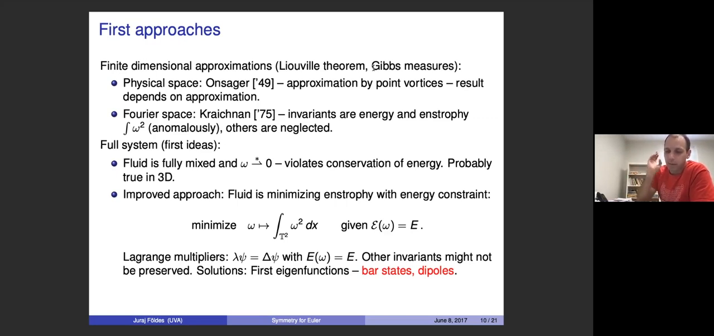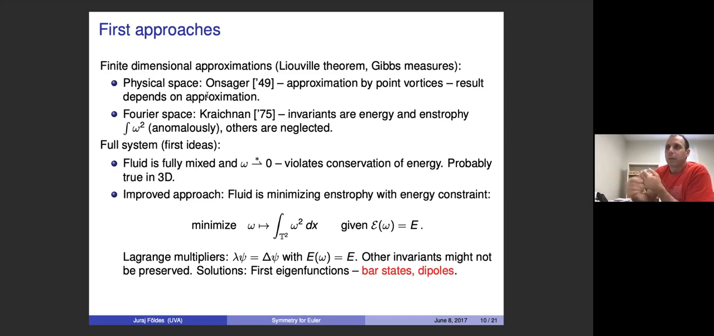So you discretize, you have a finite dimensional dynamical system, you have the Gibbs measure, and then you try to pass to the limit. It was already done in the physical space by Onsager back in 1949. And he discretized the torus, approximating by point vortices. However, what he gets is very, very sensitive to the discretization and the choice of the points.